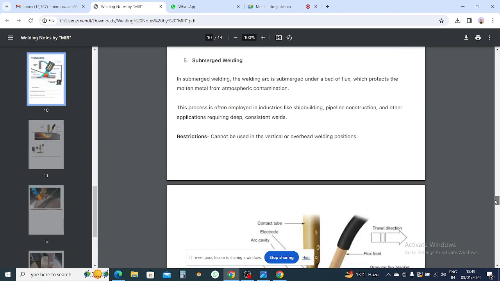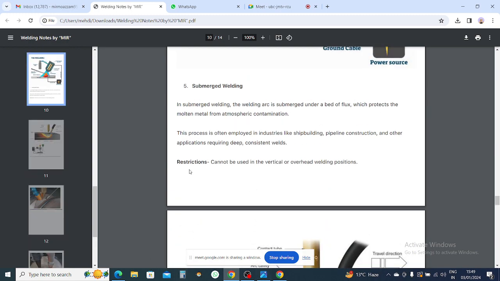There is a limitation also. The important point in submerged welding is that this process is often employed in industries like shipbuilding, pipe and construction, and other applications requiring deep welds. Whenever deep welding is required, we use submerged welding.